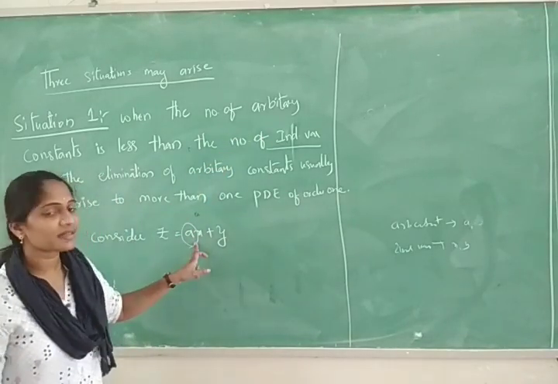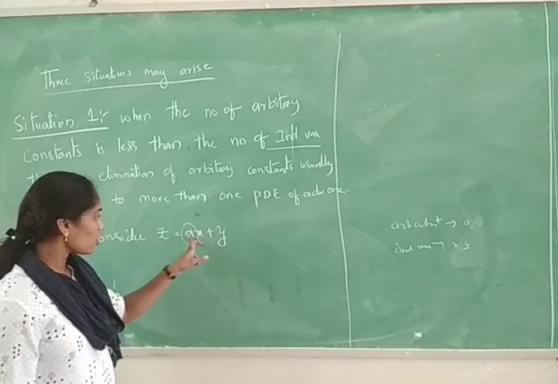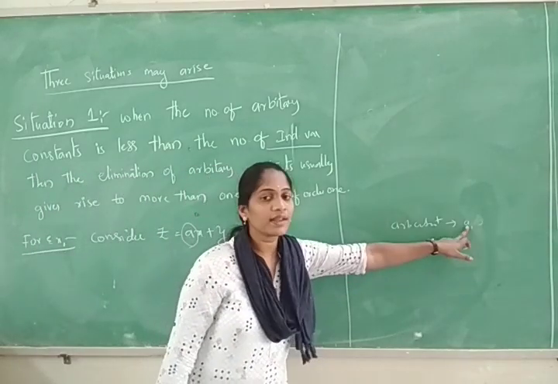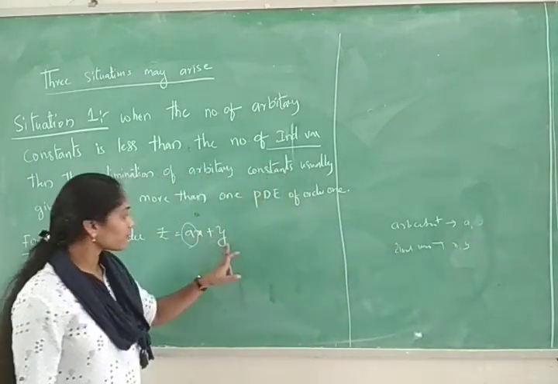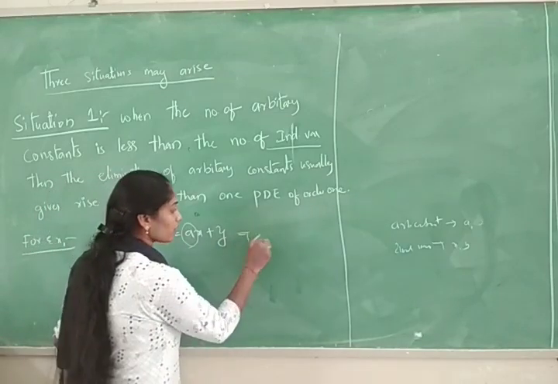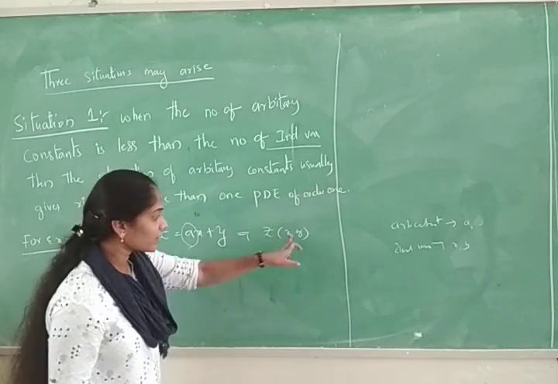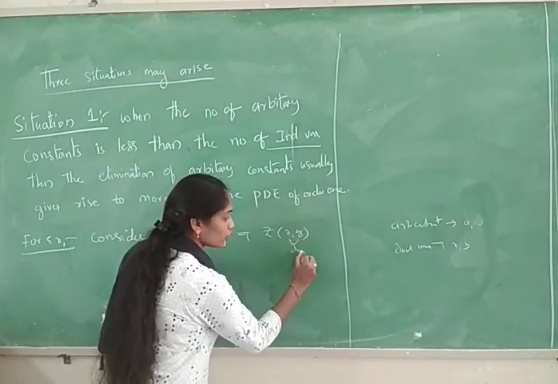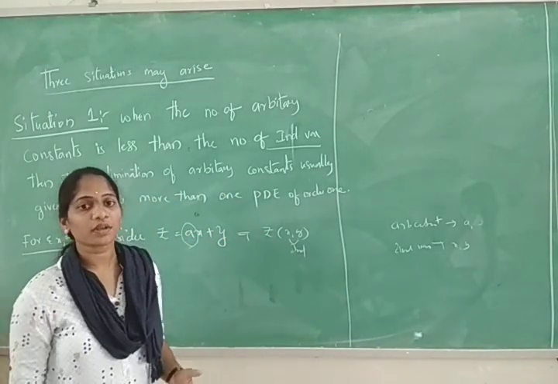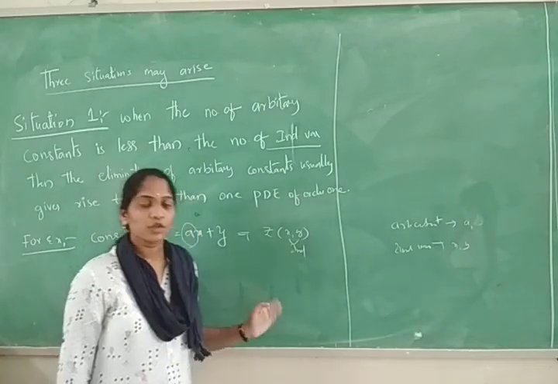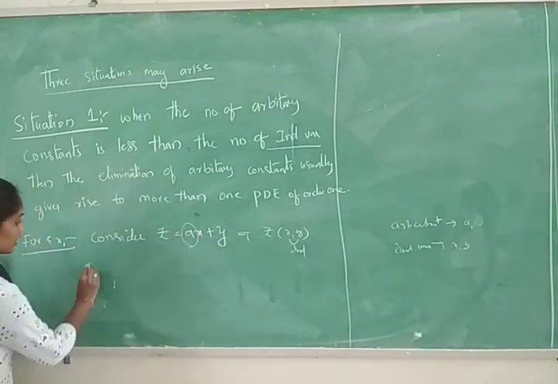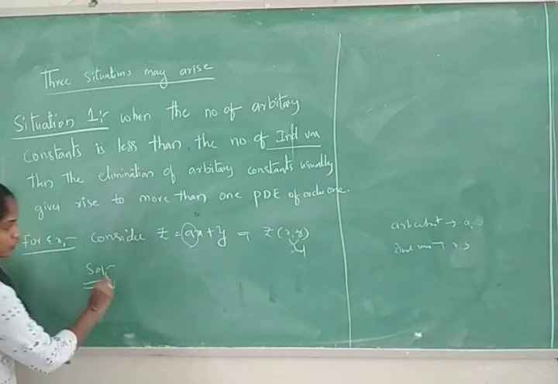Now I told you that arbitrary constants should be less than the independent variables. So how many arbitrary constants are there? Only one, a, and the independent variables are x comma y. So here the independent variables are 2, right? So now we get 2 partial derivatives. So we'll solve the solution. You can conclude that solution.